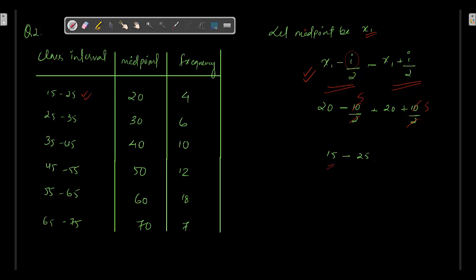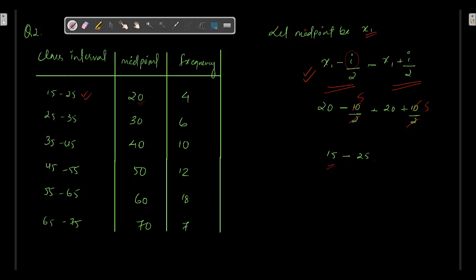Now write down the midpoint. How do we calculate the midpoint? Upper limit plus lower limit divided by 2. Although it's already given in the textbook, you can just check it. 25 plus 15 is 40. 40 divided by 2 will give you 20. Similarly, this one, 60 by 2, 30, 80 by 2, 40, 100 by 2, 50, 120 by 2, 60, and 140 by 2, 70. So these are your midpoints, and the frequency is already given there. So you just write down the frequency as it is.